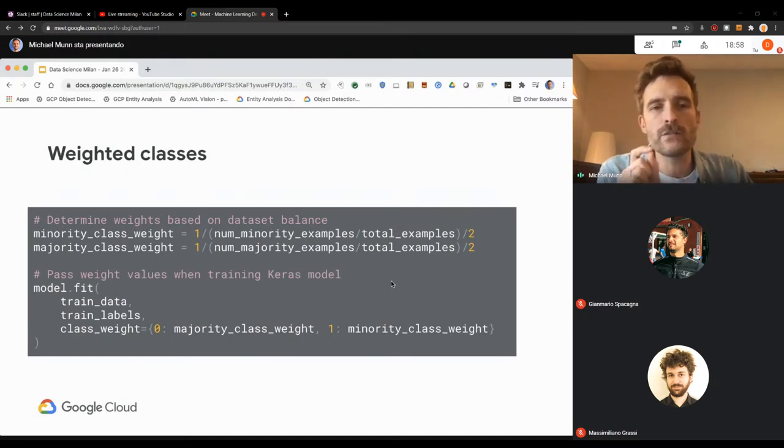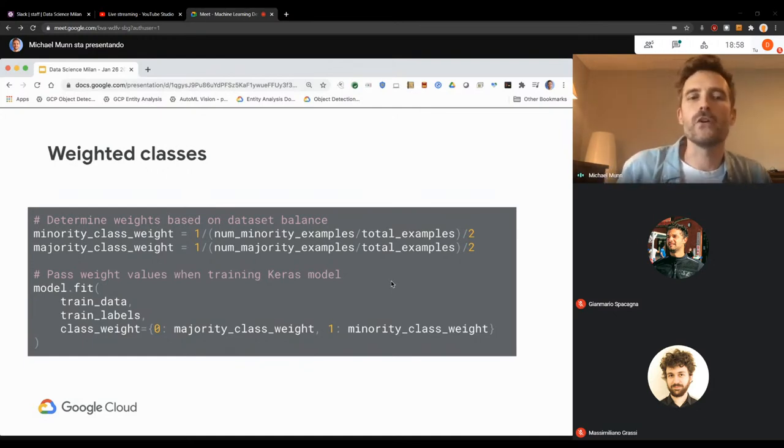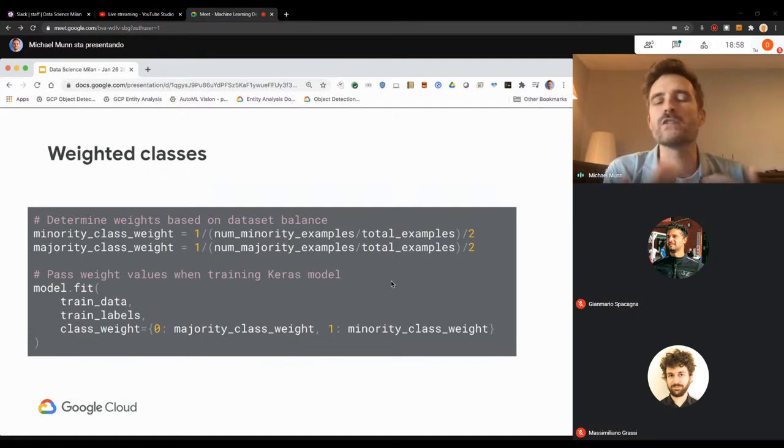When you're actually training a Keras model, using something like the model.fit method, you pass it your training data and your training labels. There's also an argument where you can pass your class weights. What this is doing under the hood in Keras is assigning that weight to each of the examples.